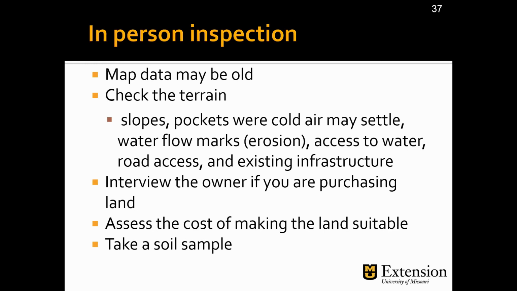Look at the soil, and if you see water flow marks, that's an indication of erosion, and you don't want that. If you see that, you're going to start to think that I need to implement soil conservation practices. If you have access to water, how easy is it to get into this farmland, and what existing infrastructure is there? Do you need to buy, I don't know, a packing, or build a packing room, or does the place already come with a packing room?